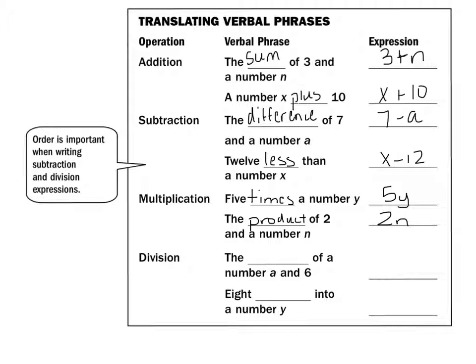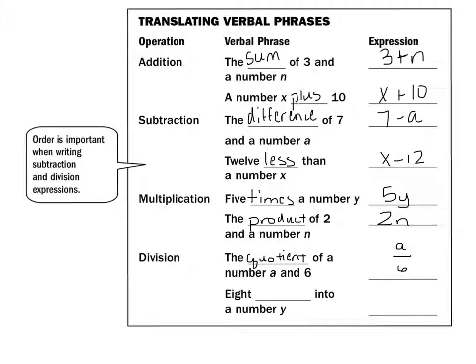For division, we're going to use the words quotient and divided. So the quotient of a number a and 6 is going to be written as a divided by 6. Just like subtraction, I'm going to give a value to see if I got this right. If I wanted to say the quotient of, let's say, 24 and 6, so 24 divided by 6 is 4. Okay, so the quotient of 24 and 6 is 4.